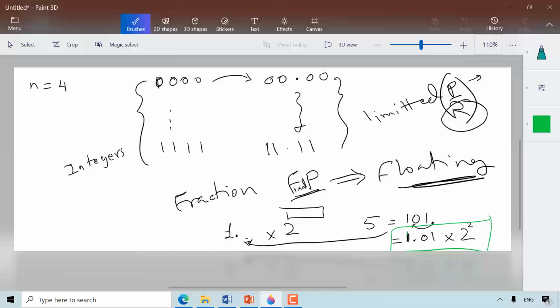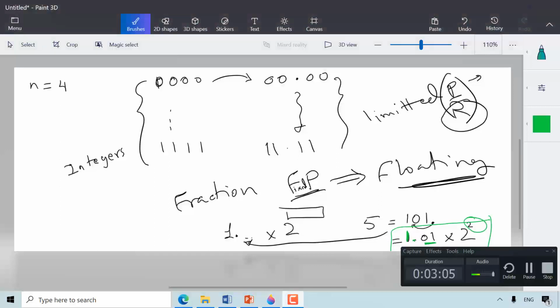You have to have the number 1, then the decimal point, and then a fraction. And how do you achieve this? You play with the exponent here. So with that, let's go to the slides.